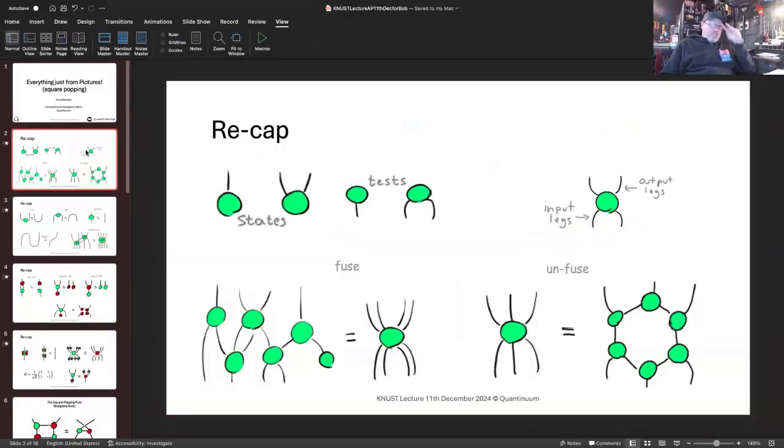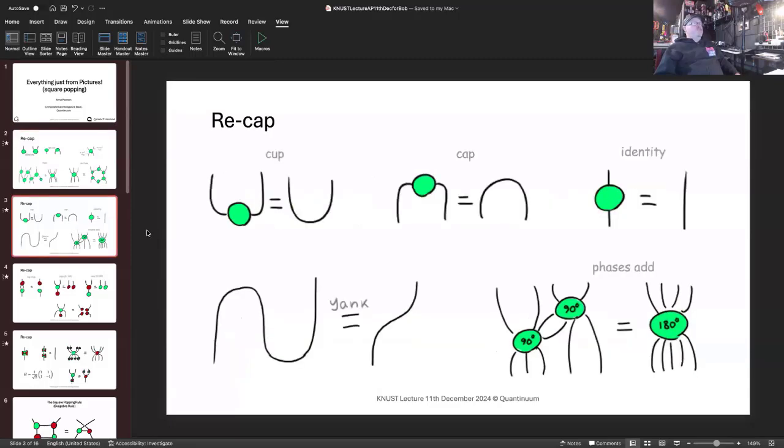Okay, so just a brief recap of where we were already, what we've seen from the basics. So you've learned to work with these spiders, and we know they can represent things like states, when they only have outputs, or tests, when they only have inputs. So in general, they have input and output legs. They fuse together. So that's a very simple rule. If you got a bunch of spiders, you can fuse them together. Or if you got a spider, you can also unfuse them. So it doesn't matter in which direction you use them.